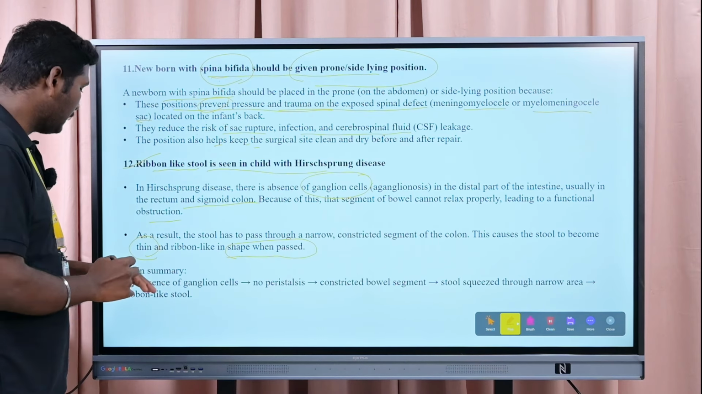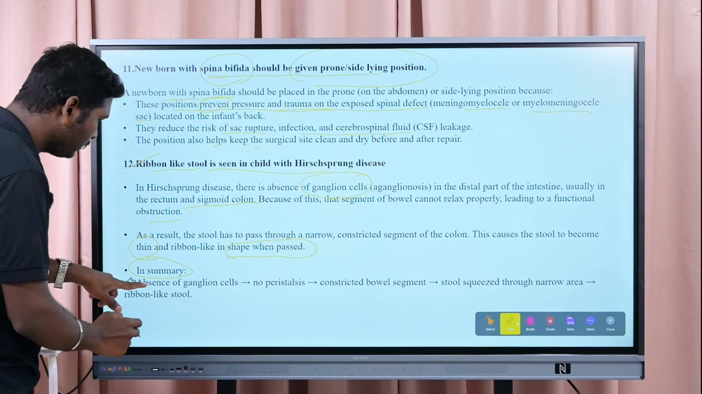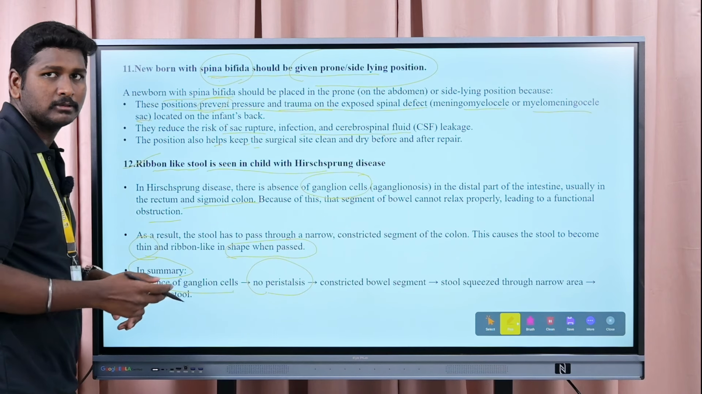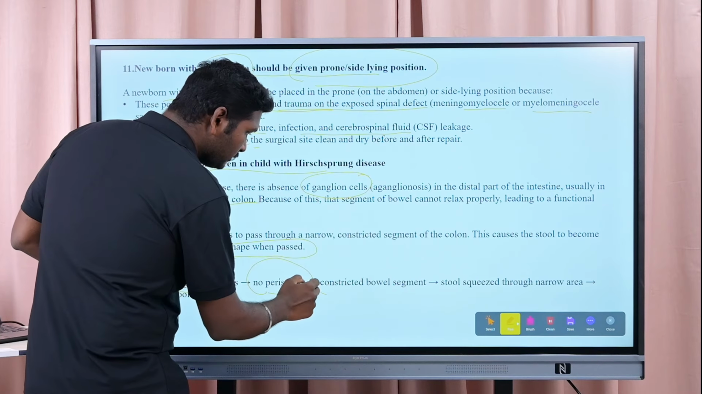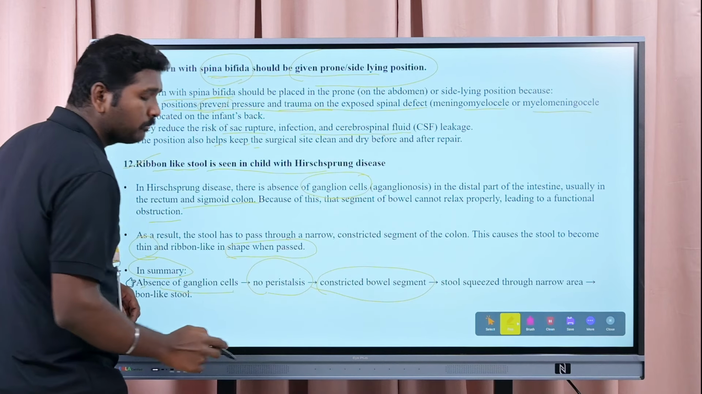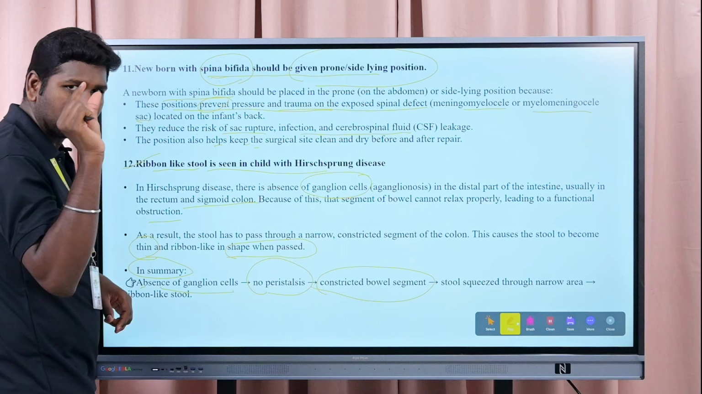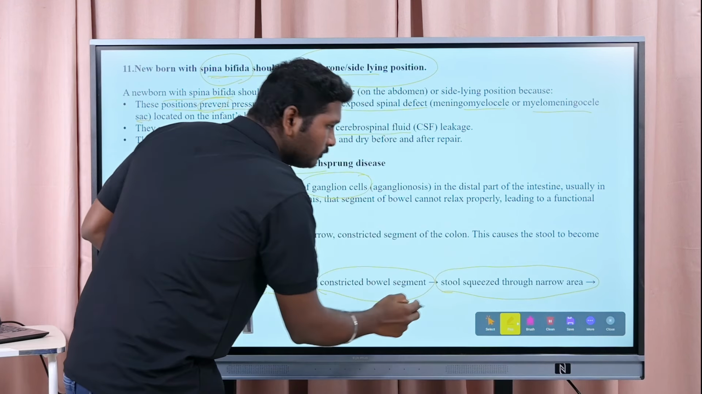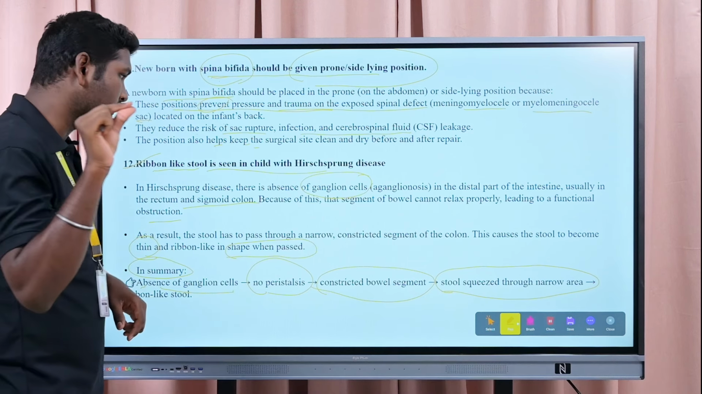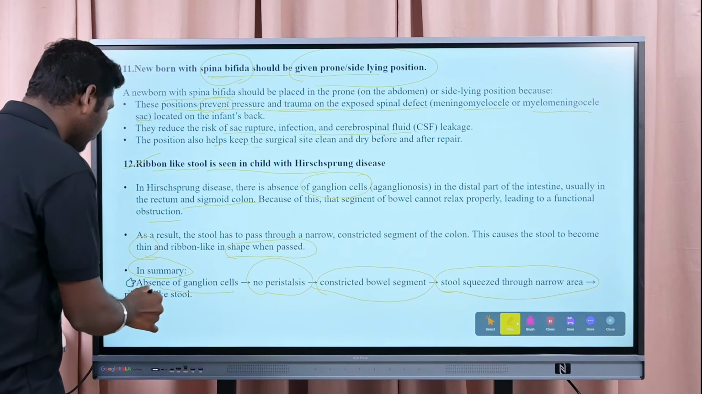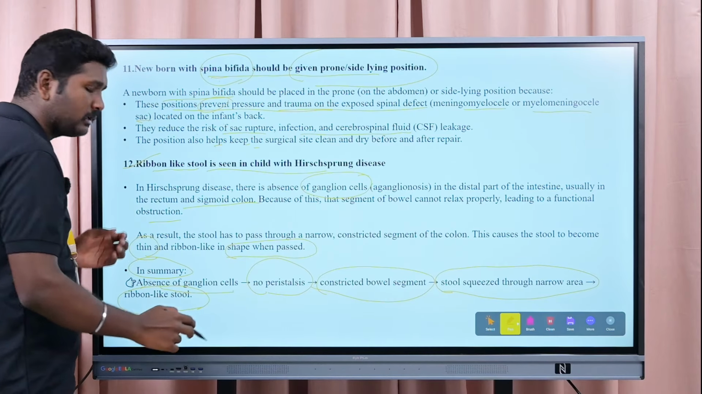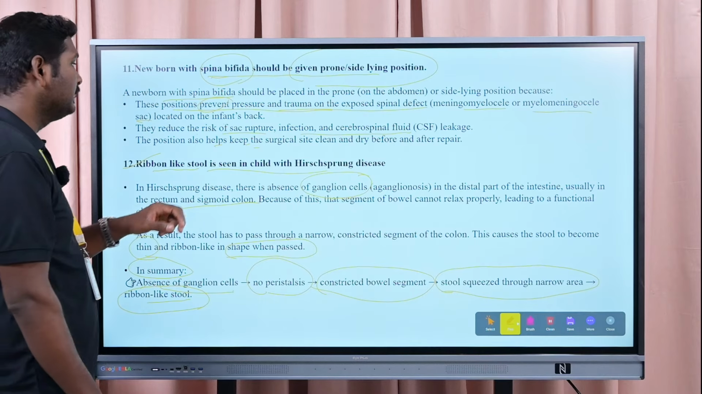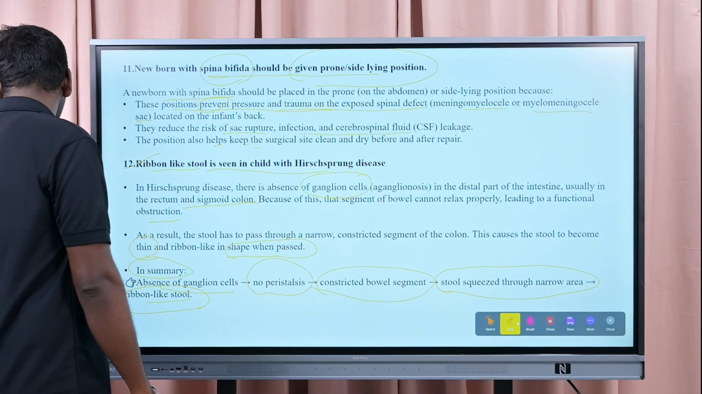and because of the thin structure, ribbon-like stool will be seen. So as a summary, because of the absence of ganglion cells, there is no peristalsis happening. Peristalsis means the movement. Since there is no peristalsis, the bowel segment will become constricted. Because of that, stool will be squeezed through a narrow area, where the end product, that is the stool, can be noticed as ribbon-like stool. So that is why in Hirschsprung's disease, ribbon-like stool will be seen.